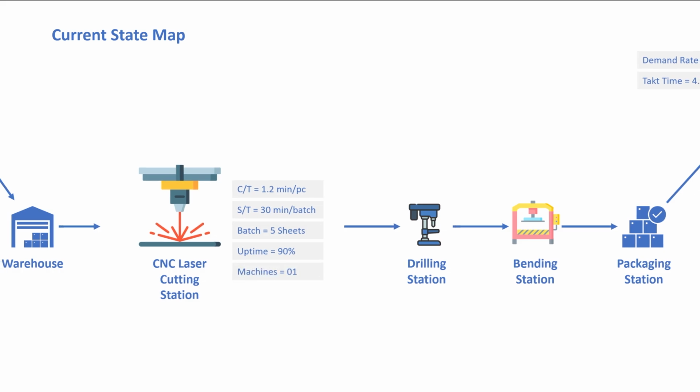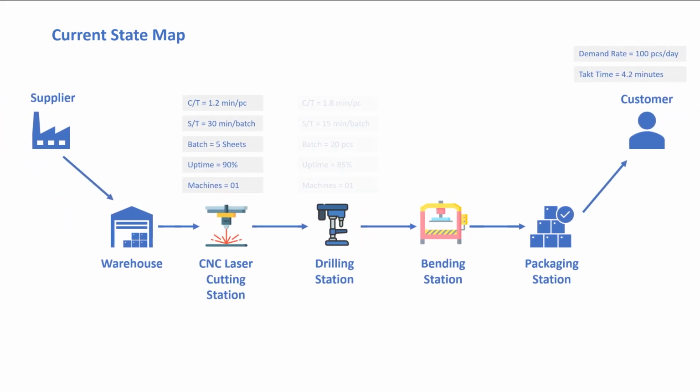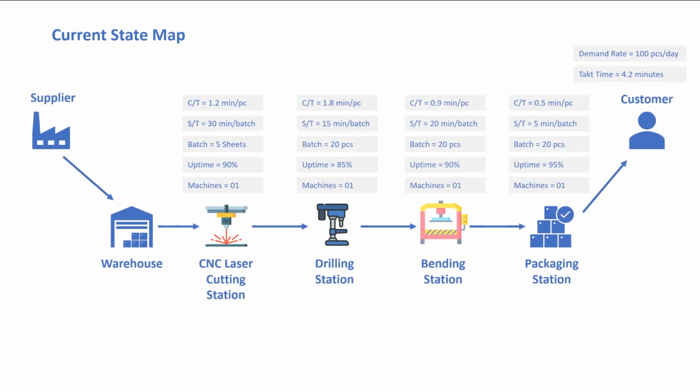Similar information for the remainder of the processes is also included in the map. It is important to highlight here that this data must be gathered by walking the value stream and using the go, look, see approach.